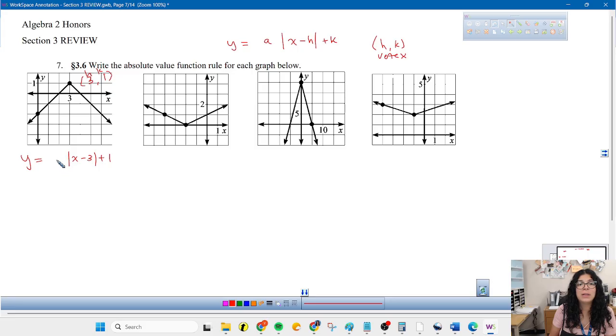Now the a value in front is the slope to the right. So if I look at the slope to the right for this line, it is down 1 to the right 1. So the slope to the right is negative 1. So you could either put a negative 1 fully there or just a little negative in front to represent that negative 1 slope to the right. Okay, our next one has our vertex at negative 2, 0. So that's our h, k. And the slope to the right is up 1 to the right 2. So the a value would be 1 over 2. So this one would be y equals 1/2 times the absolute value of x plus 2. And then the plus 0, we don't need to put there.